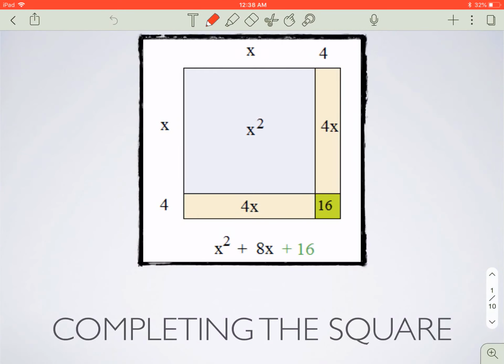Today we are going to continue solving quadratics. So far we've solved them by graphing, we've solved them by factoring, and today we're going to solve it by completing the square.